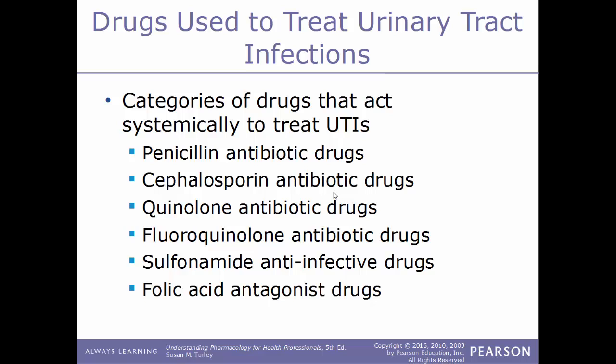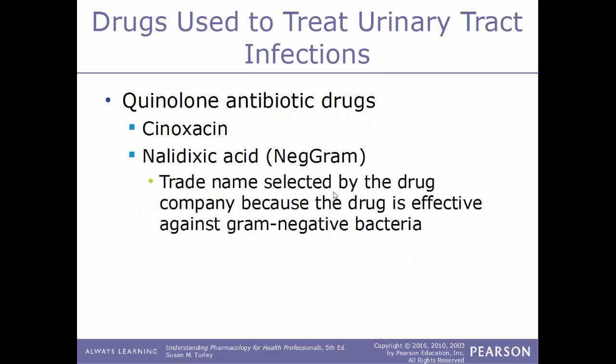There are the penicillin antibiotic drugs, the cephalosporin antibiotic drugs, the quinolone and fluoroquinolone antibiotic drugs, sulfonamides, anti-infective drugs, and folic acid antagonist drugs. We'll talk about a few of these categories here. First one we'll talk about is quinolone antibiotic drugs. Some examples of this category would include sonoxacin and also nalidixic acid, which is sold under the name Negram.